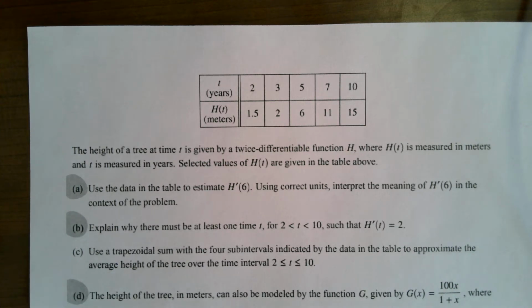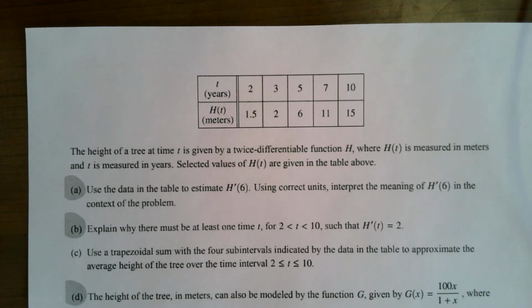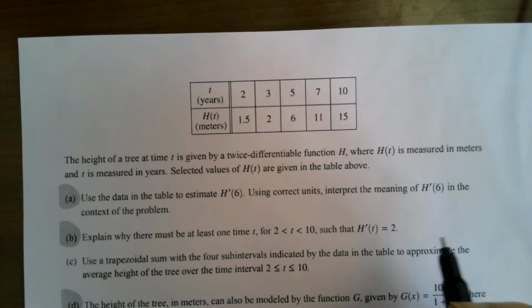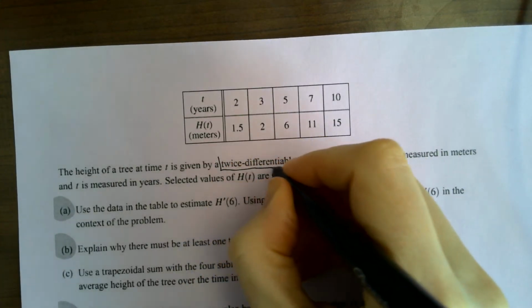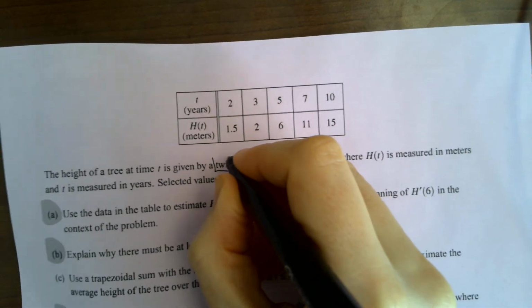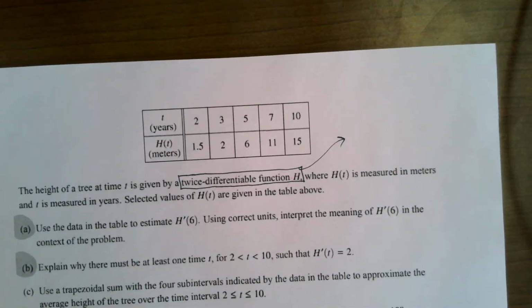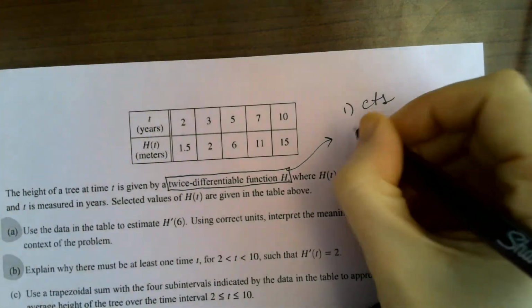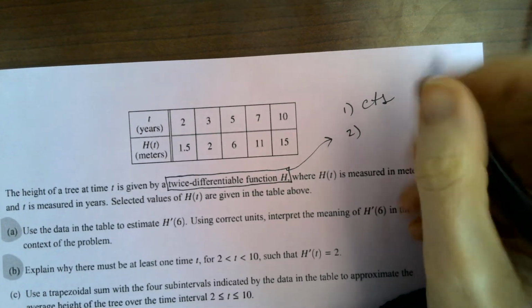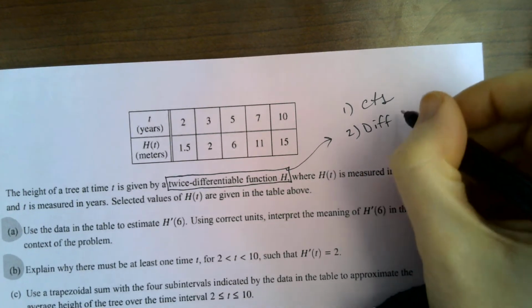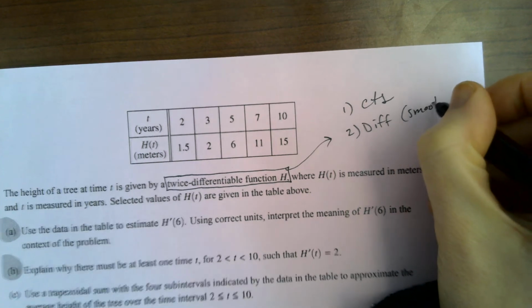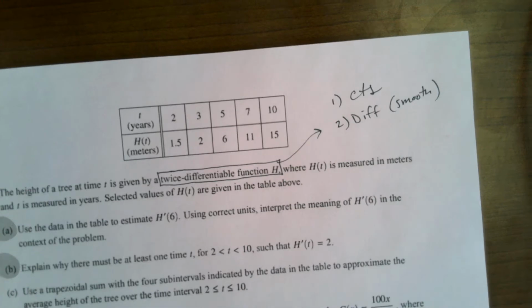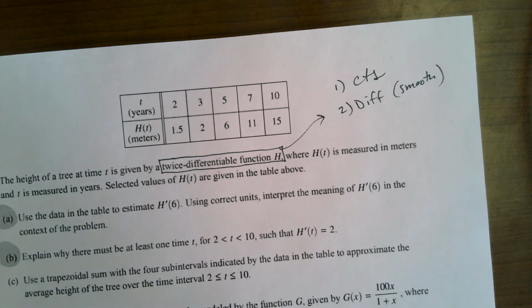Now guys, what we want to be in the habit of is, if they tell you something is differentiable or twice differentiable, we have to know what that means. If they're telling you something is twice differentiable, or even if they just told you it was differentiable, they're telling you two things. They're telling you that it is continuous, and they're telling you that it is differentiable or smooth. So it's smooth and continuous, and the smoothness implies the differentiability because there are no sharp corners.